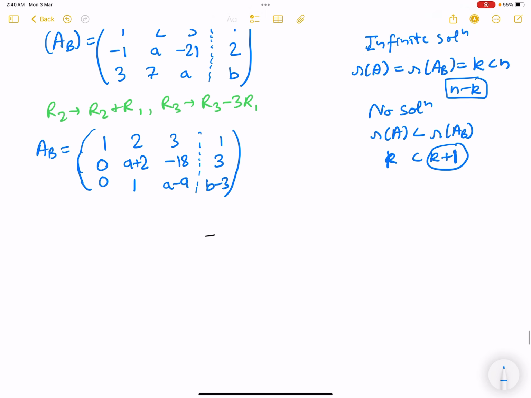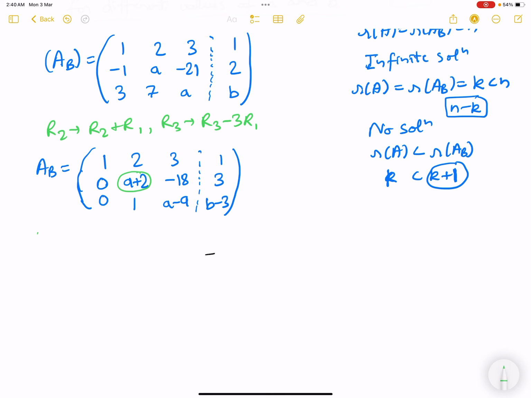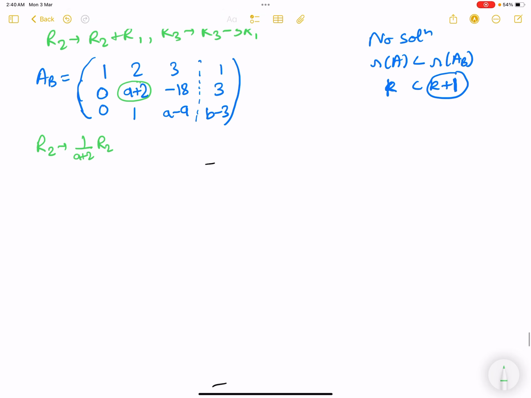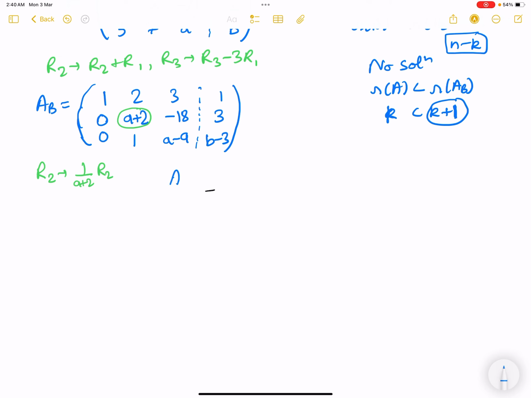So far we have this. Now we'll use the row operation. We'll make this as 1 to simplify our calculation. R2 goes to 1 by a plus 2 times R2. So the matrix that we'll get, A augmented B in that case, would be 1, 2, 3, 1. The first row would remain the same. Then 0, 1, then minus 18 upon a plus 2, then 3 upon a plus 2. Then 0, 1, a minus 9, b minus 3.